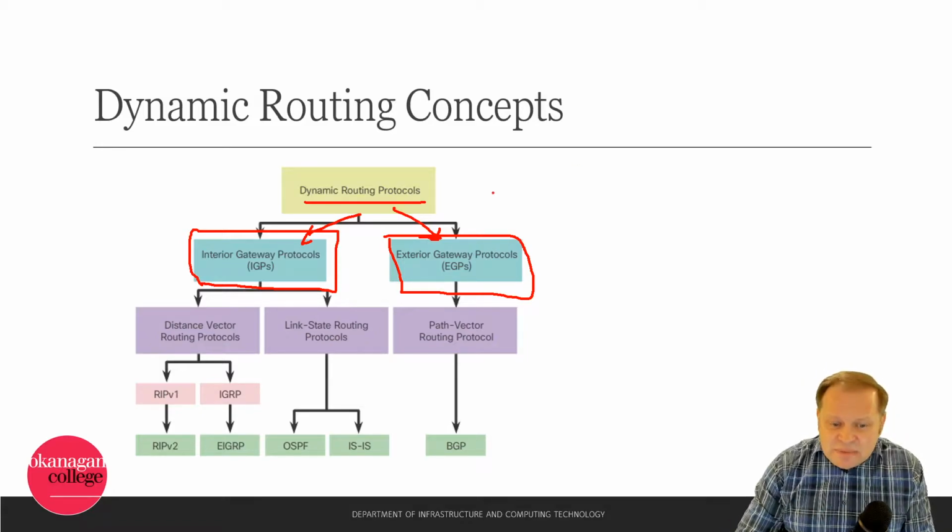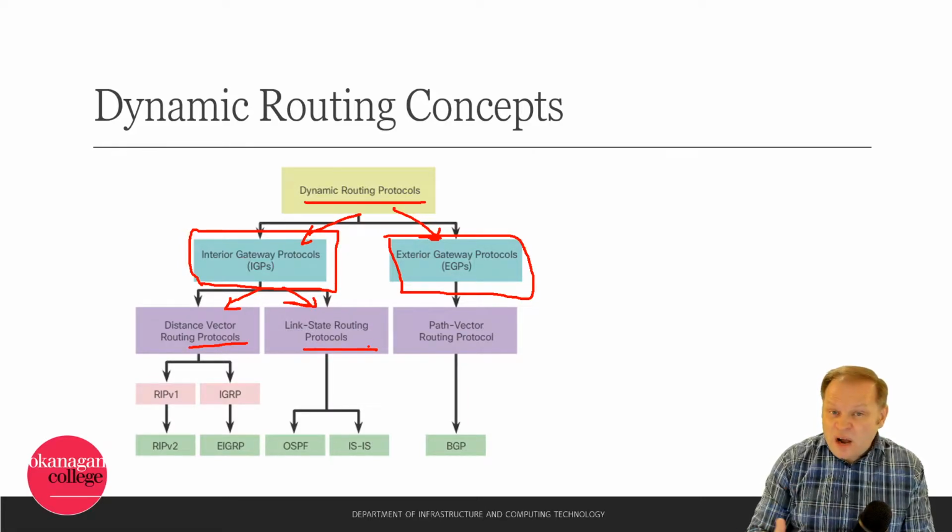So splitting them into two, we have our interior and we have our exterior, and then we can split them again. Our interior breaks into two types: distance vector and link state. They're very different. They accomplish essentially the same task. Each one has different administrative costs and administrative overhead, and they operate a little bit differently. And we're going to focus on understanding the key differences there.